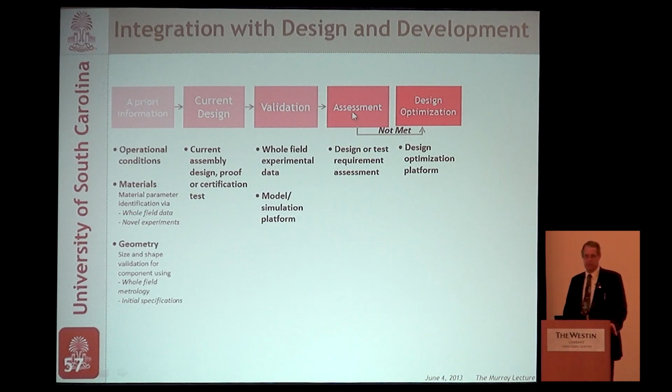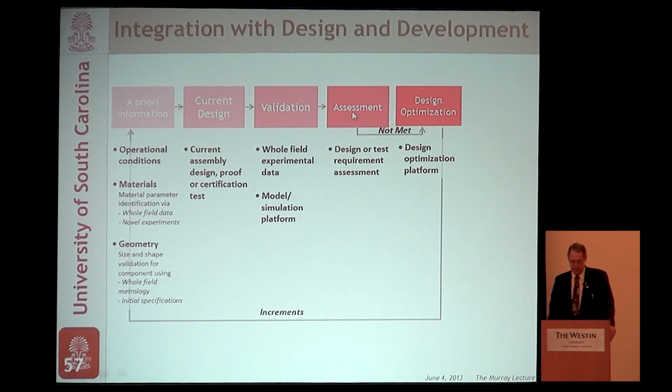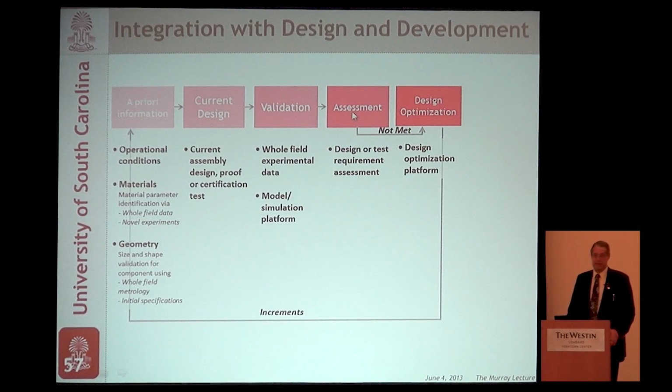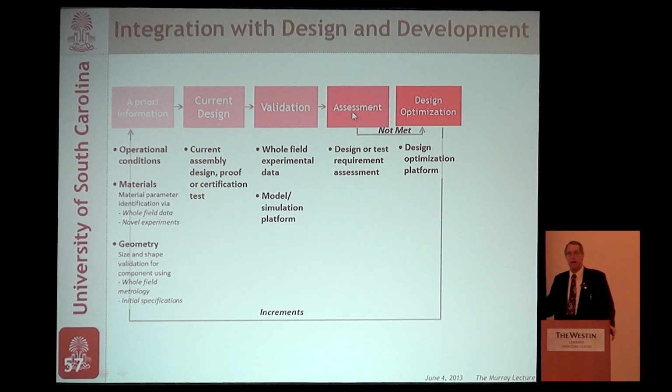Here is where the link is. I think this is where the work would be done in the future if you're going to do this, in this design optimization platform. Because if you didn't meet it, you've got to iterate this. And that means you've got to come back to here, modify the geometry, modify the material, even modify the operational conditions in a manner that's developed in the optimization process. Is that available today? Probably not. Could it be done? Yes.